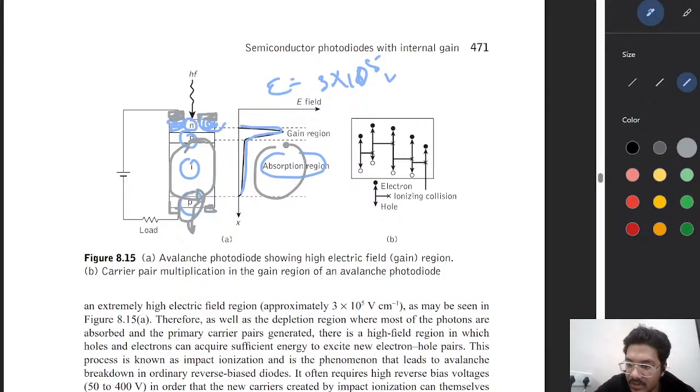The factors limiting the APD response are transit time, avalanche build-up time, and RC time. We have to skip this topic.